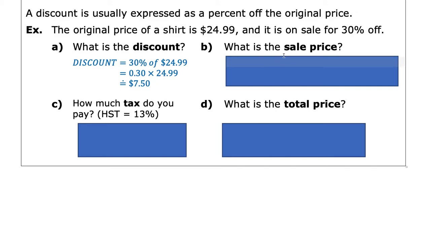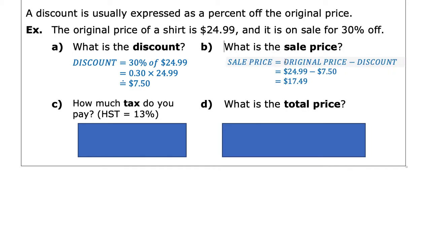If we need to find the sale price, we should subtract the discount from the original price. The original price was $24.99, the discount was $7.50, and that difference is $17.49.